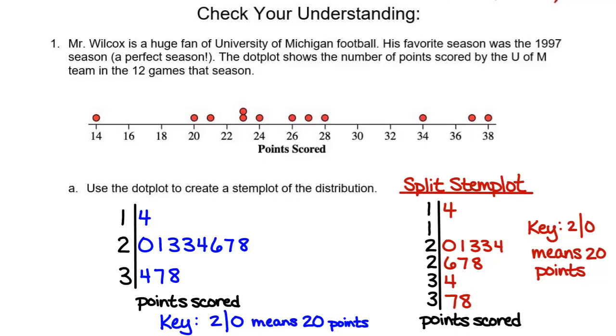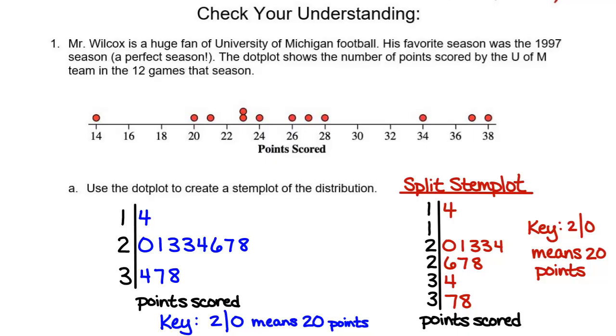Does that help? Yeah. So it's for like bigger? For bigger data sets or to better determine the shape. Speaking of shape, that is the next question that we've been asked, is to describe the shape of the distribution.